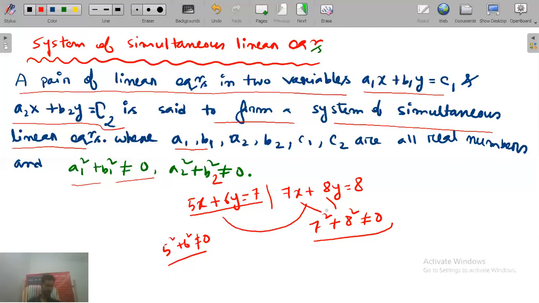Next thing we are going to discuss. We have to solve the system, that means a pair of linear equations, by two methods. One is the graphical method, and one is the conventional method. So there will be two methods, and we are going to discuss these two methods.